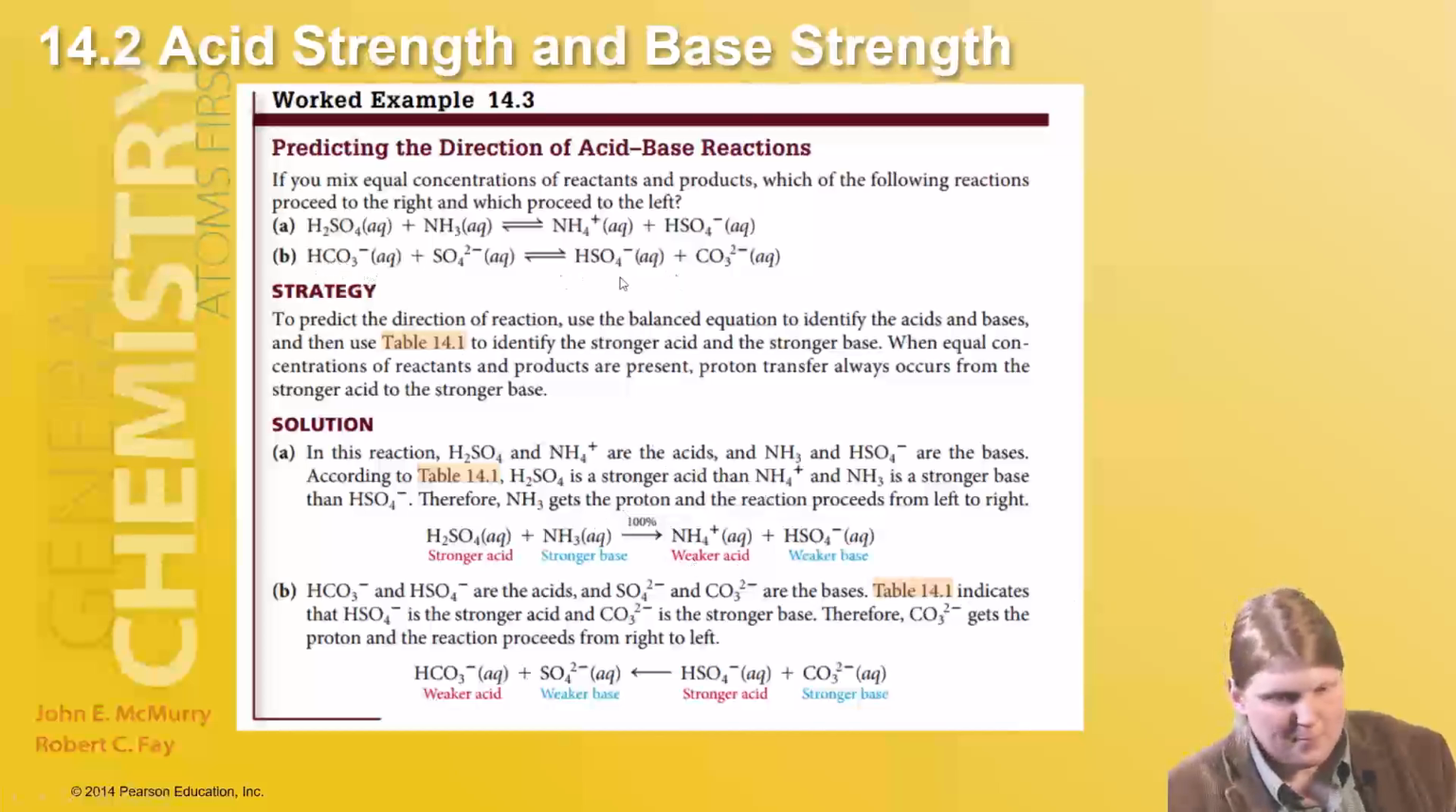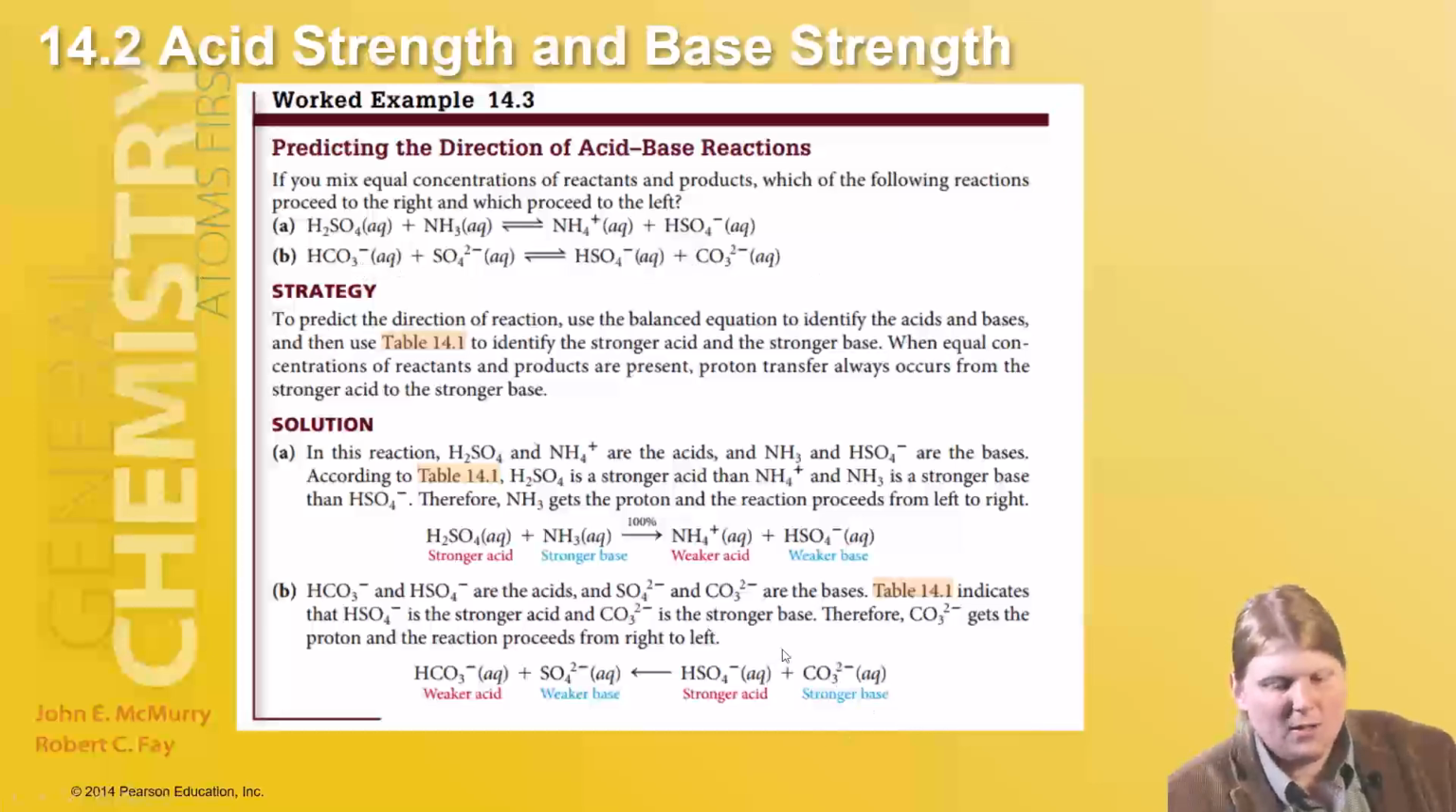Down here, it's a relative question. Which base is going to be better? Which acid is going to be better? SO4 2- can't give up any more protons, so it can't be the acid. So the HCO3- is going to be the acid, and that's what we see over here. But which one will be a better acid? If we look back at the table, we would see that HSO4- is a better acid than HCO3-, which tells us this reaction goes in reverse.